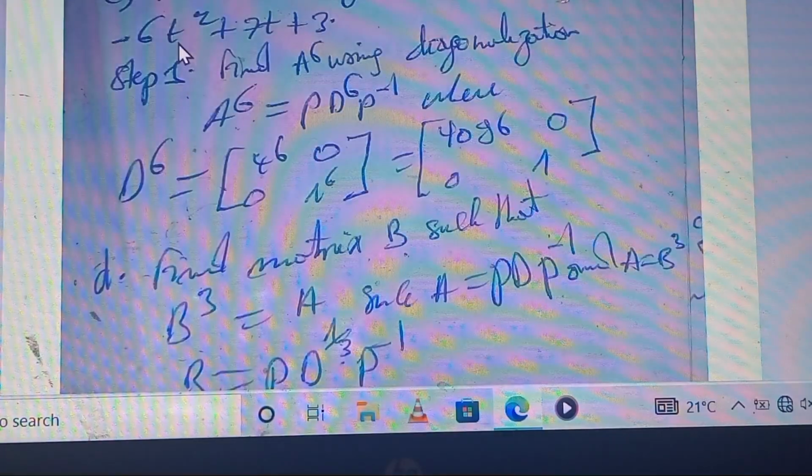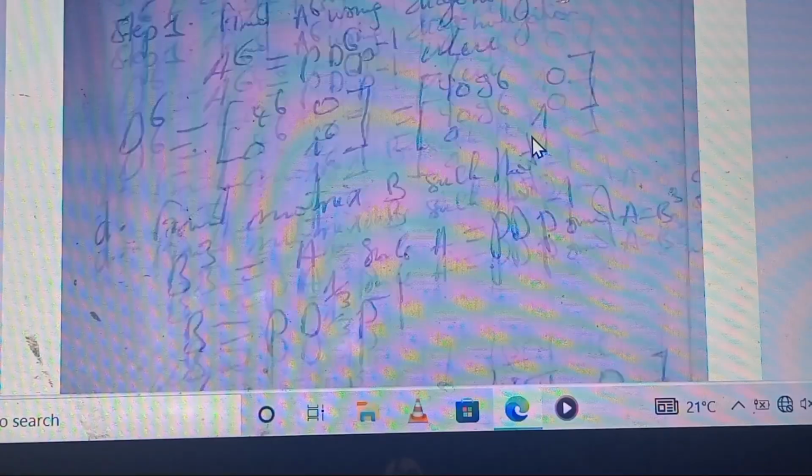So for C, find A power 6 and the equation given. Step number 1: A power 6 is equal to matrix P times diagonal power 6 times P inverse. When you replace the diagonal, you get diagonal power 6, so you substitute 4 power 6 and 1 power 6, then you get the answers. Yes, it is not difficult.